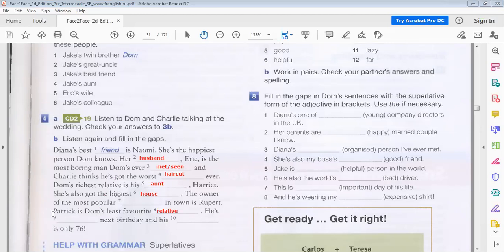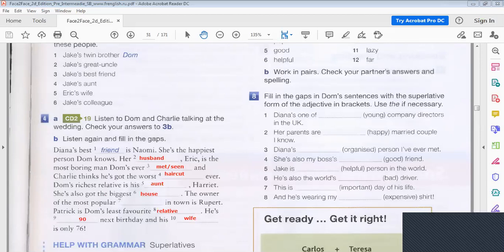Okay, now back to Patrick. So Patrick is Dom's least favorite relative. He's something next birthday. 90. Married. And his something is only 76. Or her husband. His wife. And his wife, maybe? Okay. All right, let's check your answers. Let's listen again and let's see if we need to correct anything. Track 19.